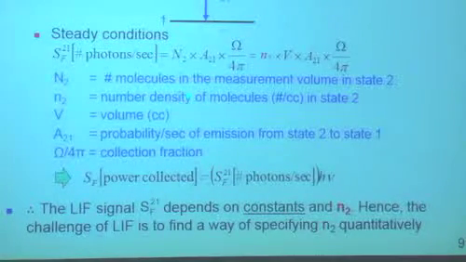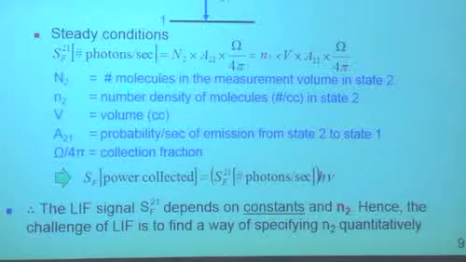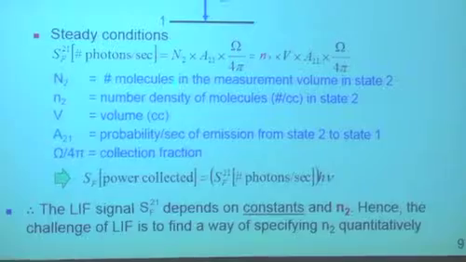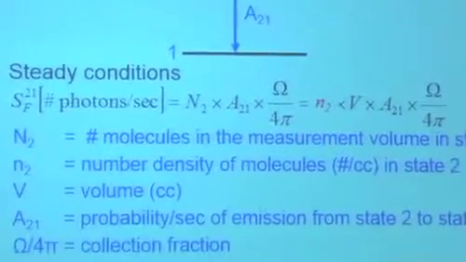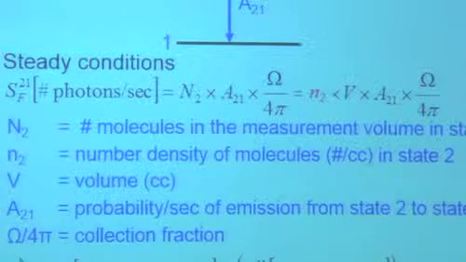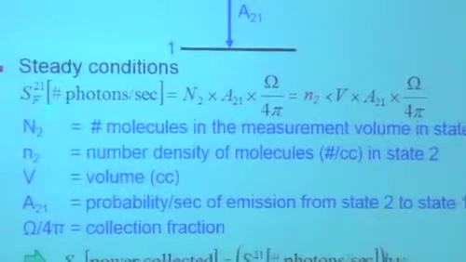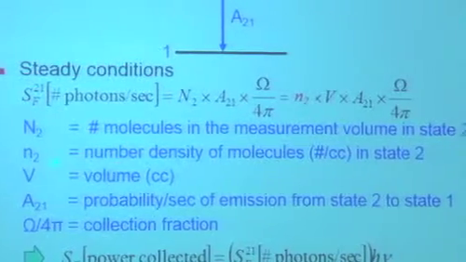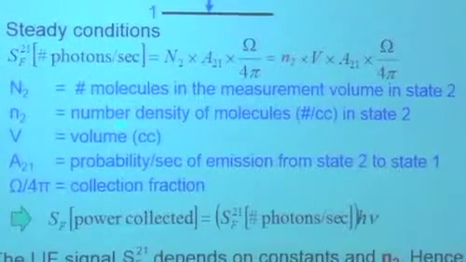So it's going to be equal to the number, this N2, the number of molecules in the measurement volume. I'm not yet telling you how big that measurement volume is. So it would be the number density times the size of the measurement volume. That's the number of molecules in the measurement volume in state 2, N sub 2. This would be the number density in state 2, number per unit volume, times the volume. The product of these two would give you N2.